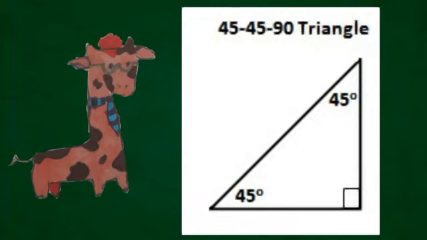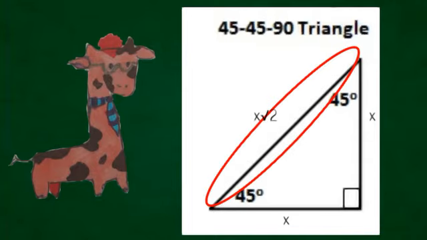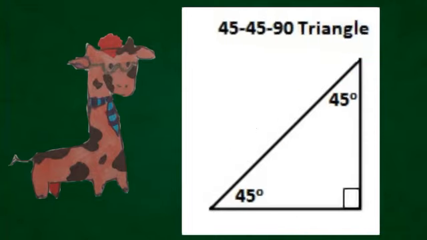A 45, 45, 90 triangle is much simpler because two of the sides are the same. If you start out with one of the short sides, keep in mind that the other short side is the exact same length. Then you would take the short side and multiply by the square root of 2 to find the hypotenuse. But if you only had the hypotenuse, you would simply divide by the square root of 2 to get the short sides, which will always be equal.